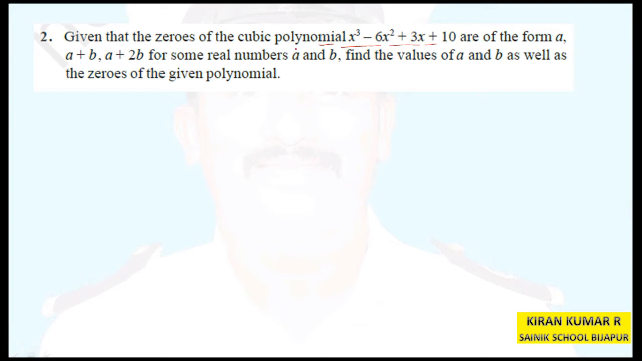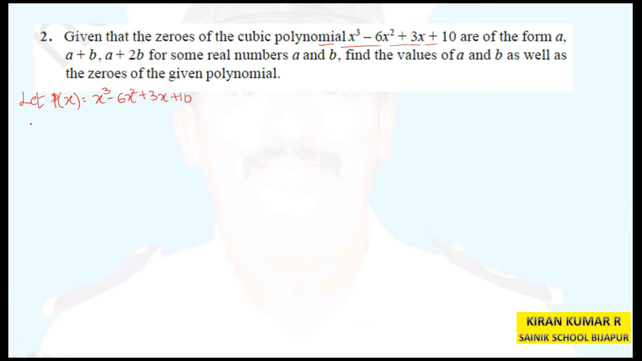a minus b, a, a plus b, for some real numbers a and b. Find the values of a and b as well as the zeros of the given polynomial. What is the polynomial given to us? We call the polynomial p of x. The polynomial is x cubed minus 6x squared plus 3x plus 10.